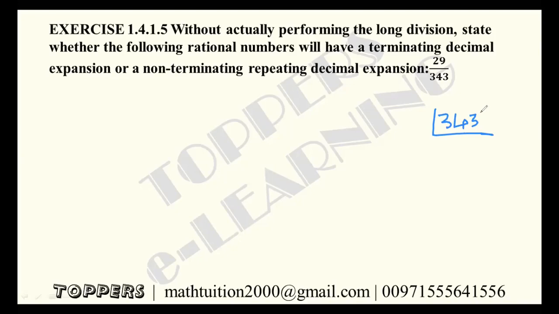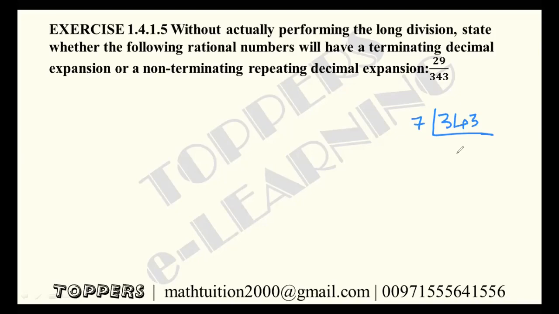Okay, next is 7. Double the last digit 3, which is 6. Subtract it from the remaining part, 34. 34 minus 6 is 28. Right? It's divisible by 7. So this number is divisible by 7.